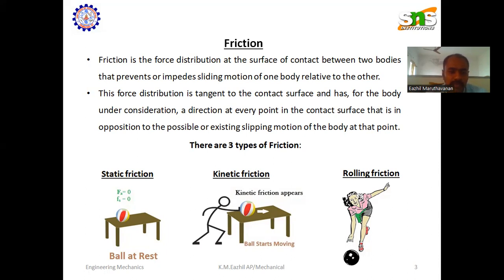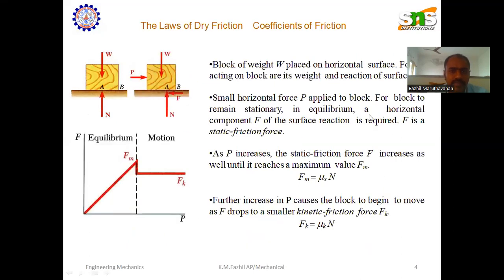Friction is of three types: static friction, kinetic friction, and rolling friction. Here are examples of static friction, kinetic friction, and rolling friction. The laws of dry friction involve the coefficient of friction. Here, the coefficient of friction is mu. Based on the value of mu, we are able to understand whether the object is at rest, about to move, that is impending motion, or in motion.